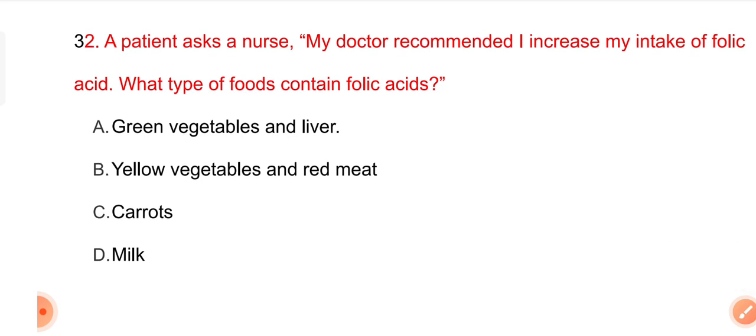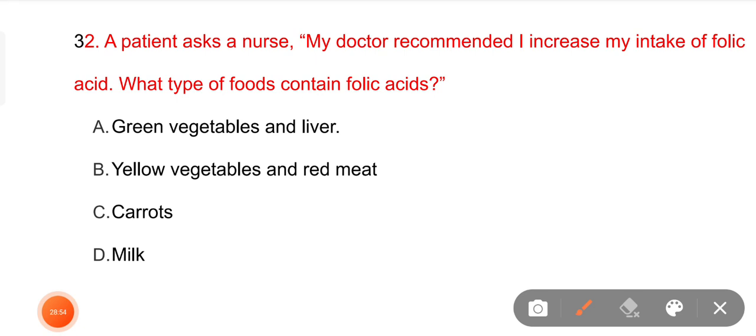The next question is, a patient asks a nurse, my doctor recommended I increase my intake of folic acid. What type of foods contain folic acid? The options are: option A, green vegetables and liver; option B, yellow vegetables and red meat; option C, carrots; option D, milk. The right option is green leafy vegetables and liver, which contain a higher amount of iron.